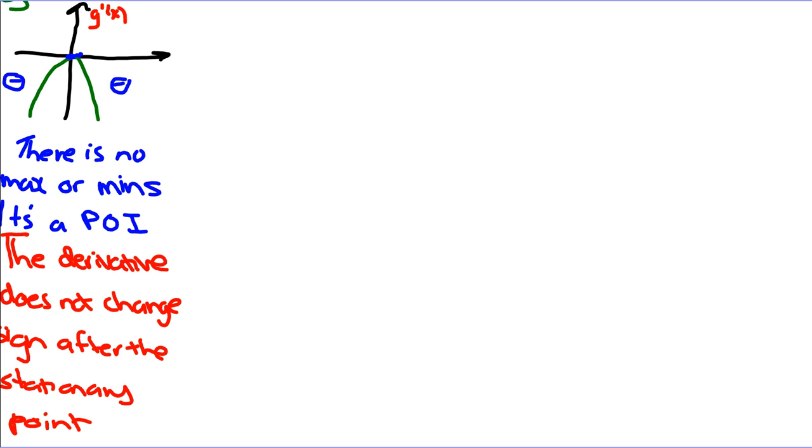Because the derivative graph crosses over. So part of it's positive, part of it's negative. So there's no maximum or minimum. It's a point of inflection. Another reasoning is the derivative doesn't change sign. It's still negative. It's in the negative y area after the stationary point.